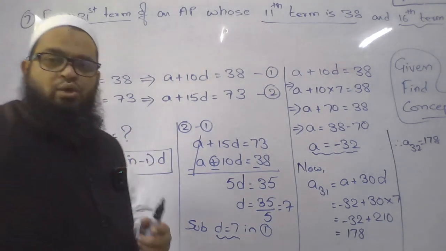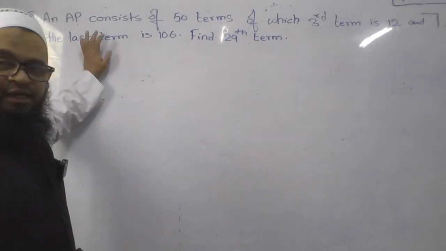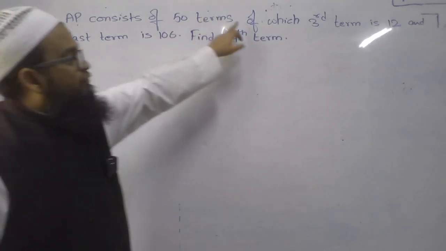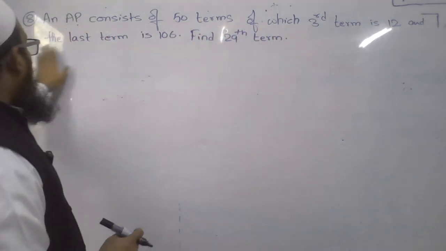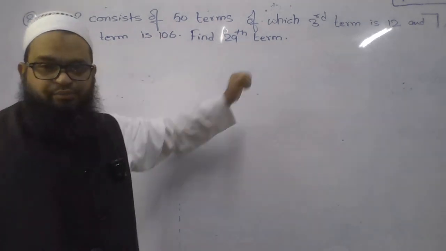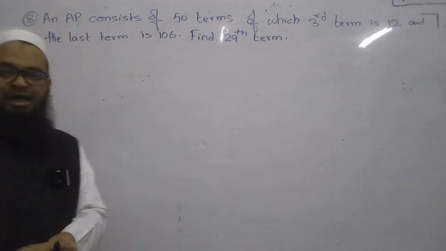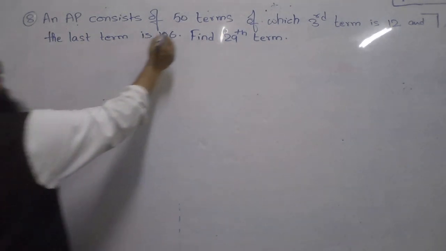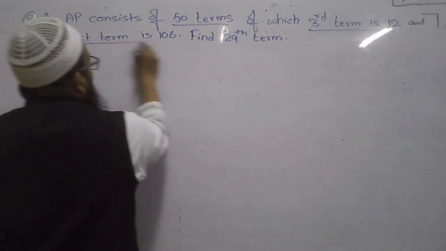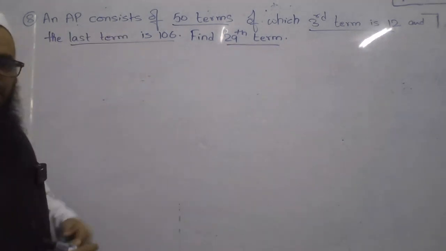So let us go to the next problem, the eighth problem. An AP consists of 50 terms, of which the third term is 12 and the last term is 106. Find the 29th term. Okay. See, let us see what is given here. An AP consists of 50 terms. And the third term is 12 and the last term is 106. Find the 29th term. It's very simple, right?